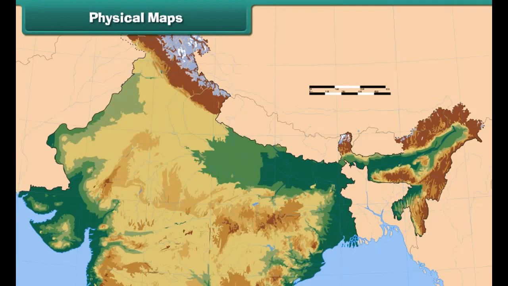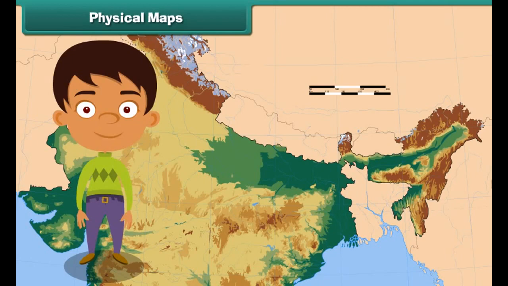Physical maps. Physical maps illustrate the physical features of an area such as mountains, rivers and lakes. Water bodies are usually colored blue in a physical map. Different colors are used to show different land elevations, green for lower elevations and orange or brown for higher elevations.